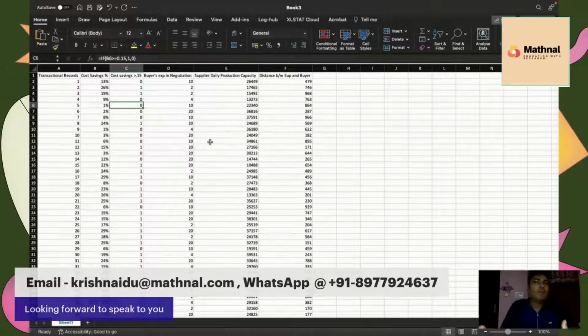For prediction, we need a model, a mathematical model. So suppose I have a buyer experience of 3 years or 3.5 years, what will happen to my cost savings percentage? If my supplier daily production capacity is 100 units, what is going to happen to my cost savings percentage? If the distance between the supplier and buyer is 500 kilometers, what are the chances? That is what we are going to predict.